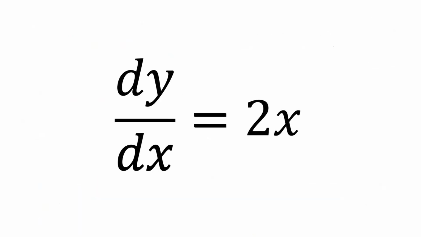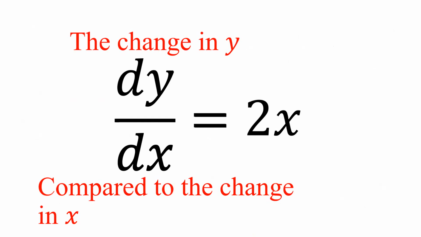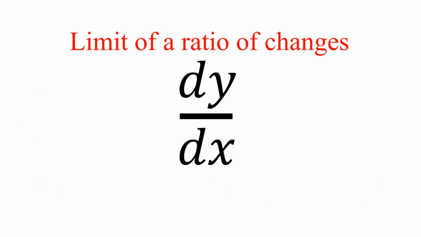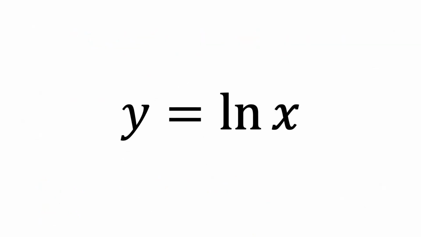So here it is. The change in y compared to the change in x. Meaning this is the limit of ratio of changes. Here's another example, but this time we'll do an inverse function. y equals ln of x. If you didn't know that the derivative is 1 over x, how would you solve this?